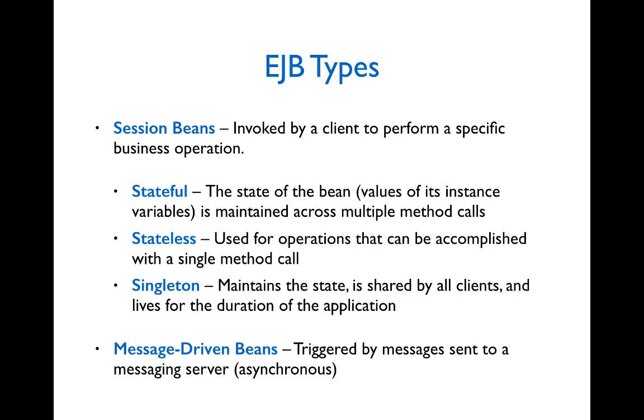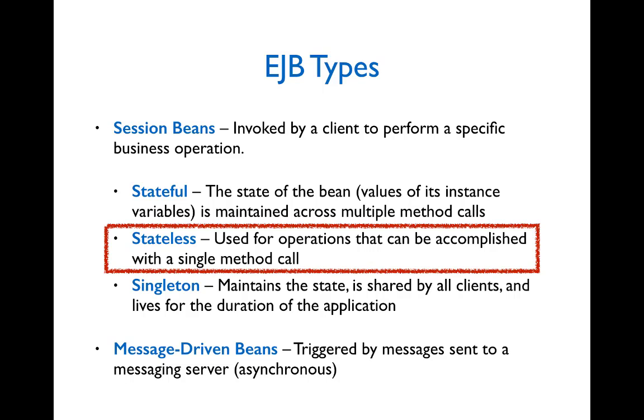Session beans can be stateful, stateless, or singleton. Stateful beans store the state in instance variables, and the state is maintained across multiple method calls. Stateless beans are used for operations that can be completed by using a single method call. And singleton beans maintain the state and are shared by all the clients. The most common type of EJB, and the only kind used in the Affable Bean tutorial, is the stateless session bean.